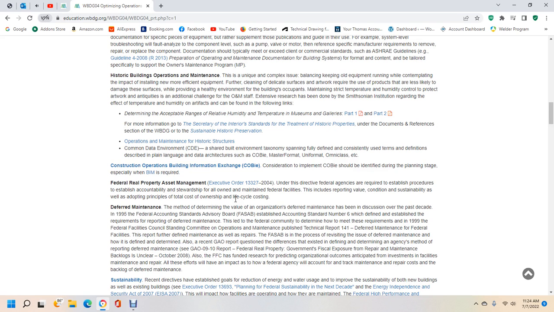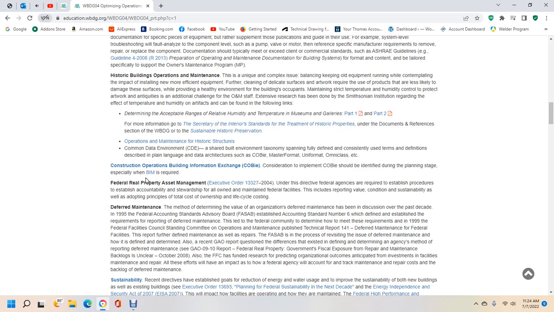Common data environment: a shared built environment taxonomy spanning the full life cycle determines consistently used term definitions described in the plan, language, and data, such as COBie, MasterFormat, UniFormat, and OmniClass. Construction Operations Building information exchange, or COBie, should be considered for implementation and identified during the planning stages, especially with building integrated management.